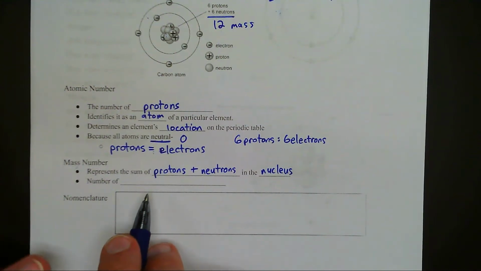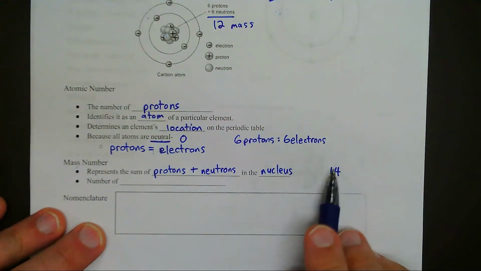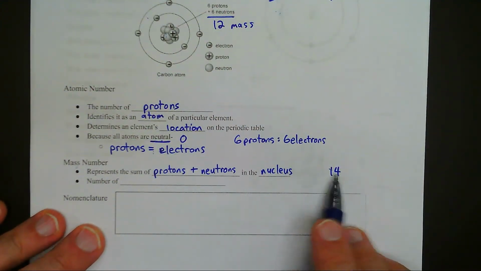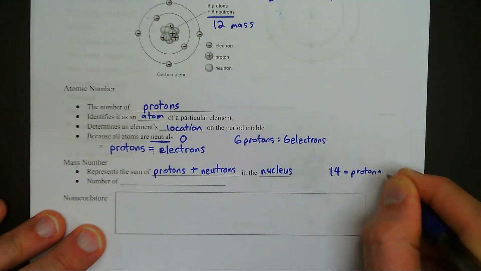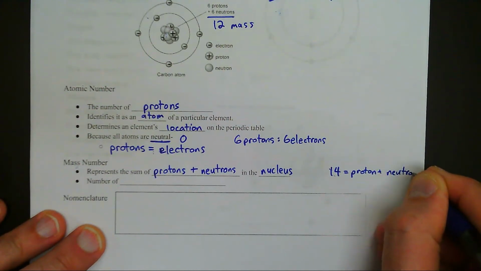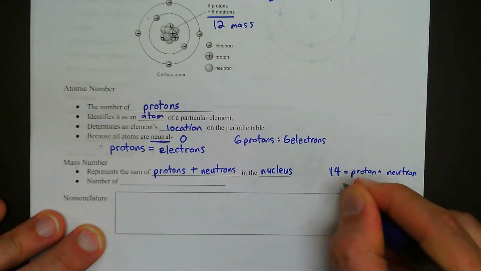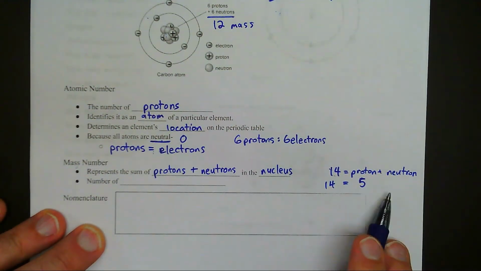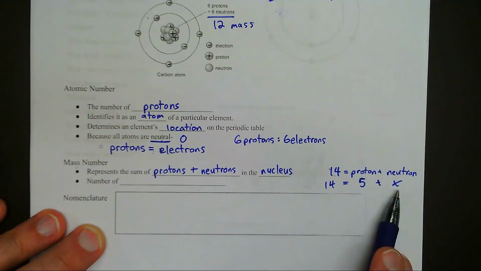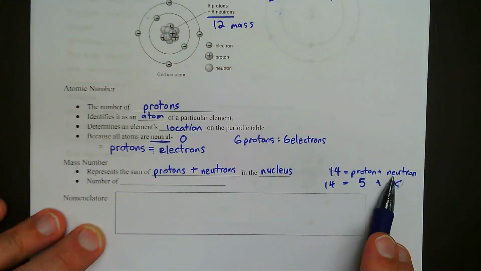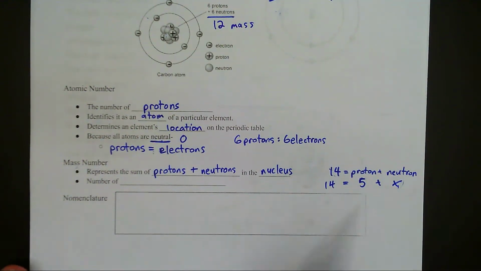So, what if I gave you the mass of something? What if I said, hey guys, this atom has a mass of 14, okay? We know that 14 would equal the number of protons plus neutrons, right? Well, what if I told you that it had 5 protons? Could you figure out how many neutrons that would be? I could turn it into a little algebra question, but hopefully you could tell me that by subtracting 4 from 5, we can get the neutrons as 9.